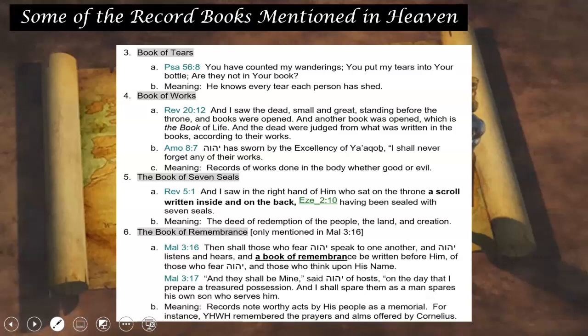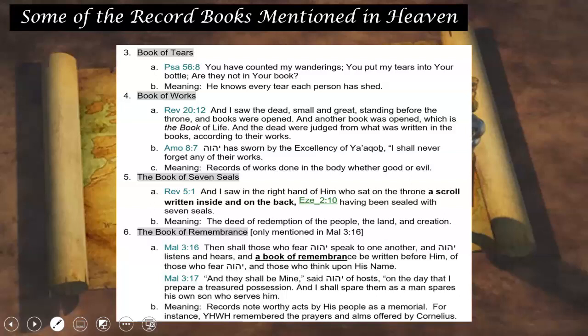Book of works, Revelation 20:12. "And I saw the dead, small and great, standing before the throne, and books were open, and another book was open, which is the book of life, and the dead were judged from what was written in the books according to their works." Amos 8:7, "Yahweh has sworn by the excellency of Yaakov, I shall never forget any of their works." Meaning records of works done in the body, whether good or evil.